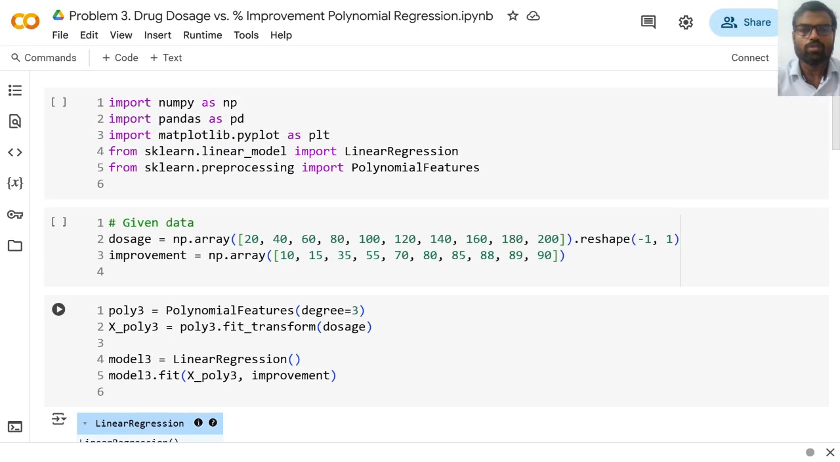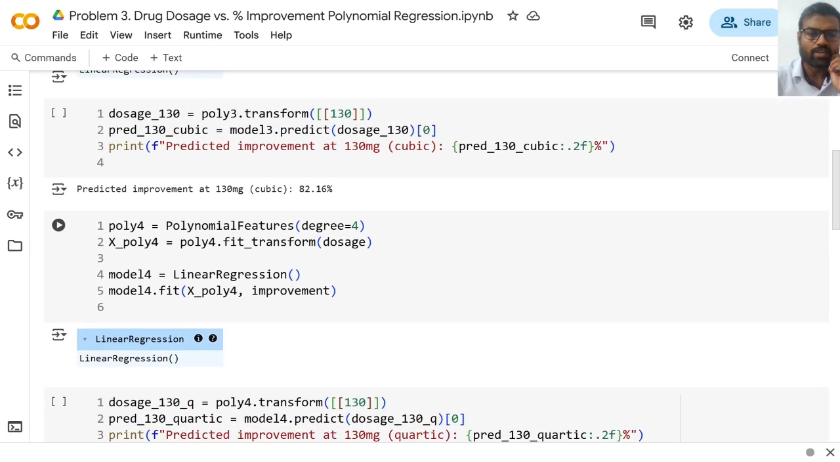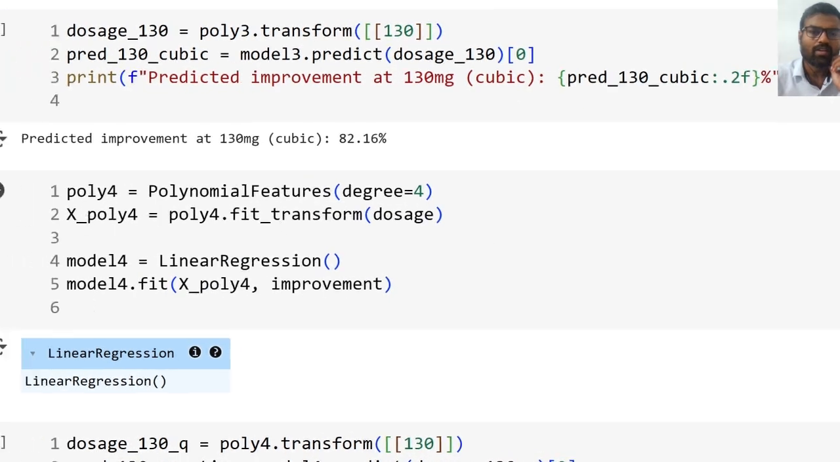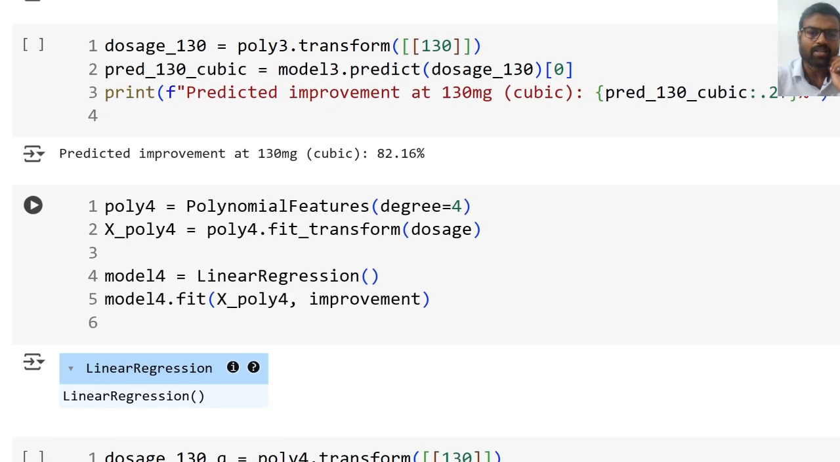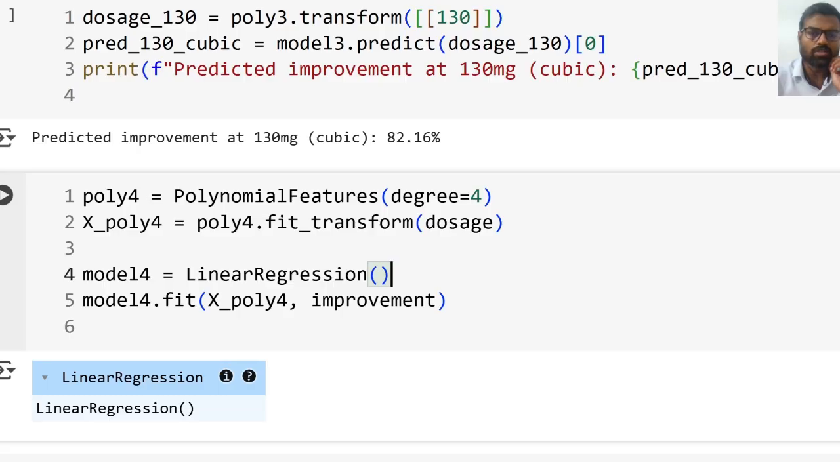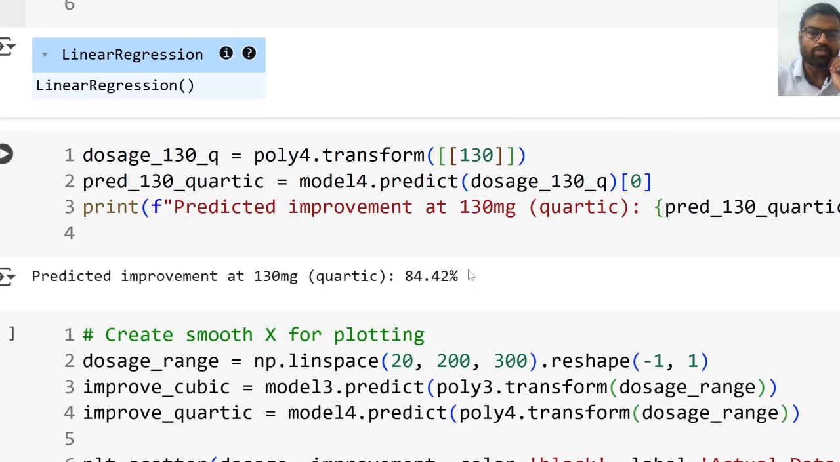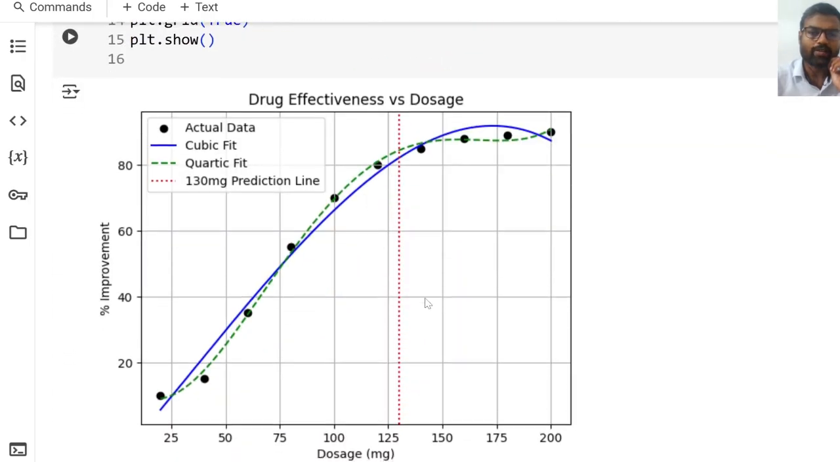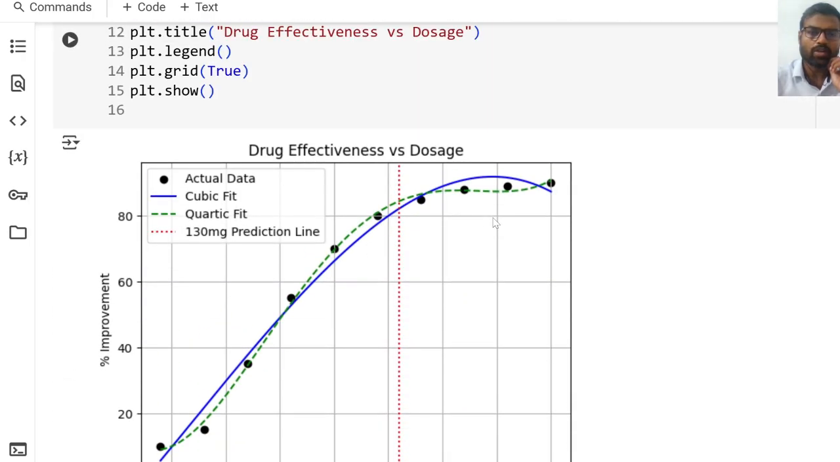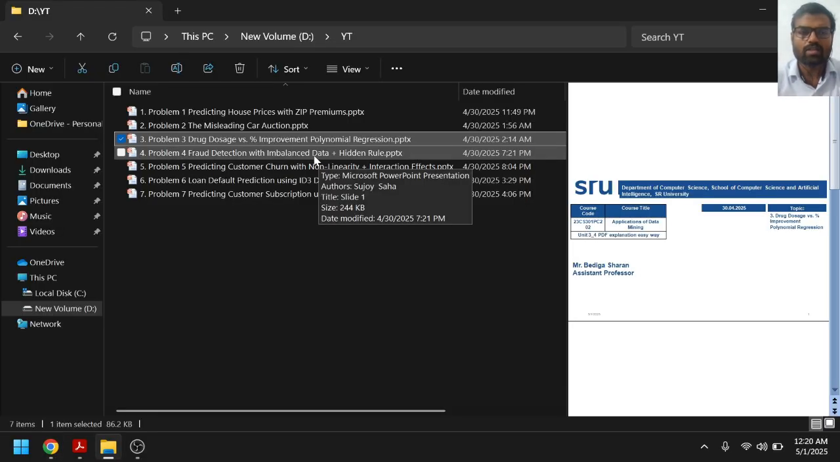Here also I'm feeding all those things. After that, we are using polynomial, meaning it is not separate. We are using linear regression, but we include polynomial features into it. After that, we're going to plot it out, and this way it is going to be printed out. So this way, we're going to understand.